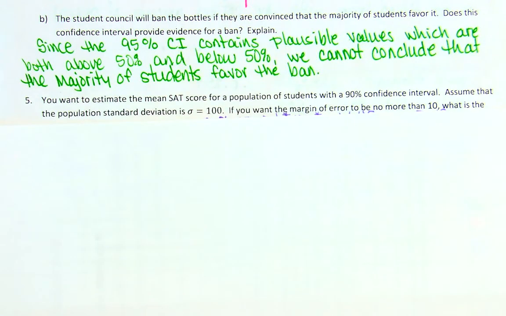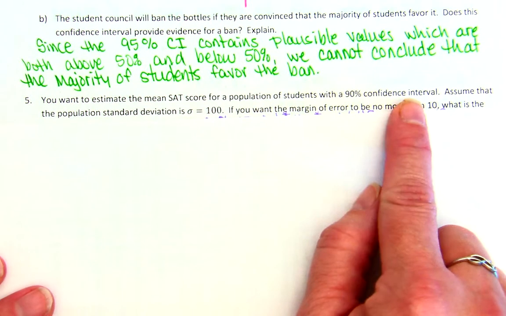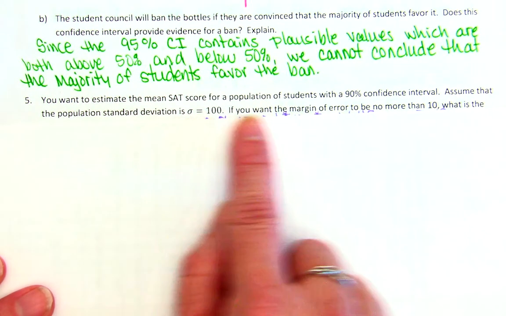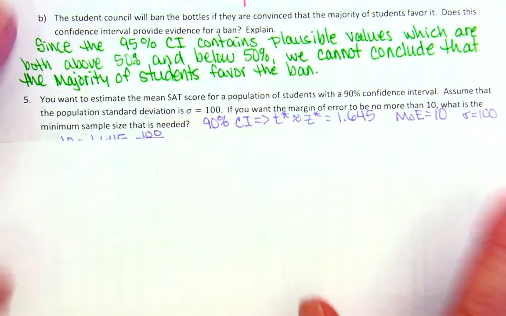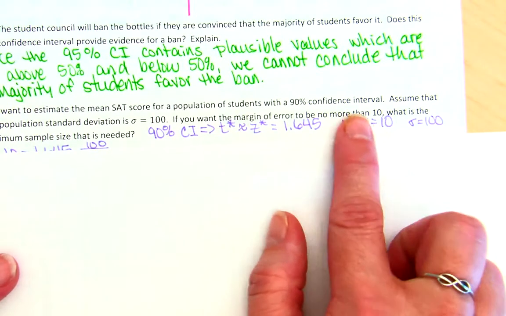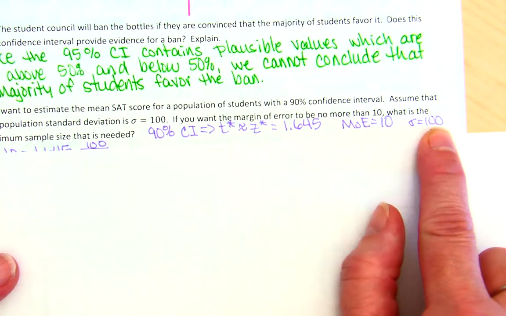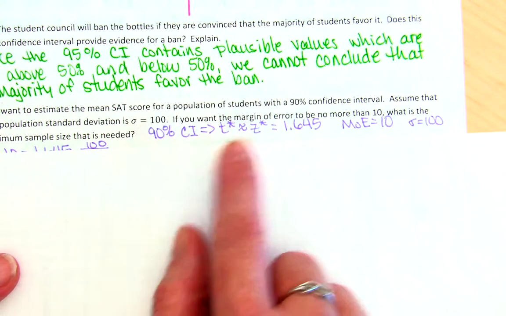And then we get to the number 5. This is estimating how many people we need in our sample. We want a 90% confidence interval. Standard deviation is 100. We want the margin of error to be no more than 10. So, that 10 is our margin of error. Sigma is 100, as they stated in here.